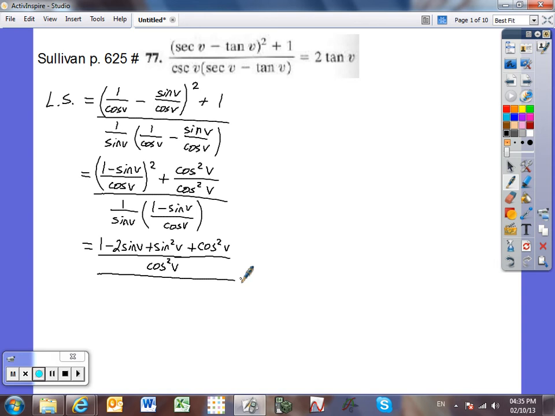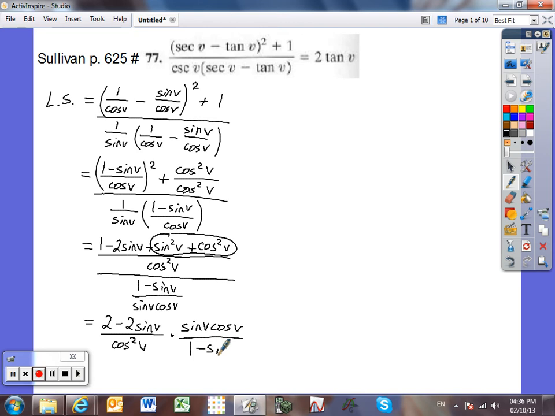And I can put everything over that cosine squared v. And in the denominator, I've got my 1 distributing to a 1 and the negative sine v. And we're dividing everything through here by sine v cosine v. Okay, now sine squared plus cosine squared, you might notice, is equal to 1. So that gives us a total of 2 in the numerator, minus 2 sine v, all divided by cosine squared v. And I'm going to multiply by the reciprocal of the denominator, sine v cosine v over 1 minus sine v. Immediately we can see that a factor of cosine will cancel on the top and the bottom.